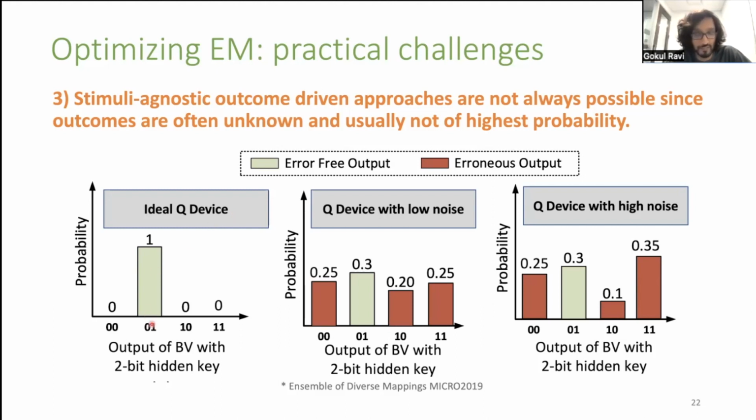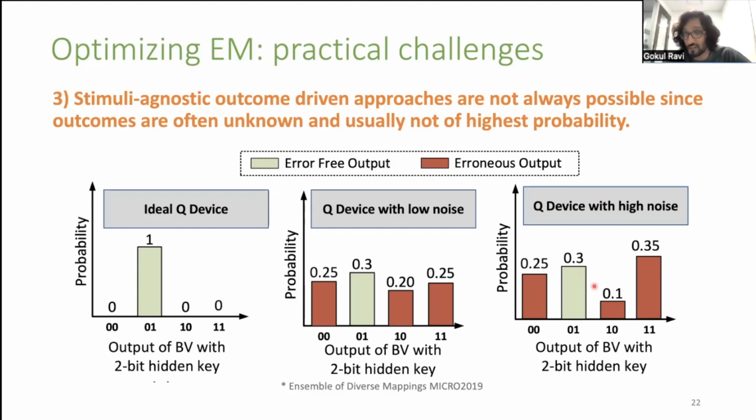For example, in the figure shown here, you can see that this Bernstein-Vazirani circuit is trying to produce this 0-1 state. When you have low noise, maybe the 0-1 state has the highest probability. And so if you go with a heuristic that I want to boost the output with the highest probability, that might still work. But of course, then there is an argument, why do you even want to boost the probability? Because you already have it as the highest one, right? So that's a different argument.